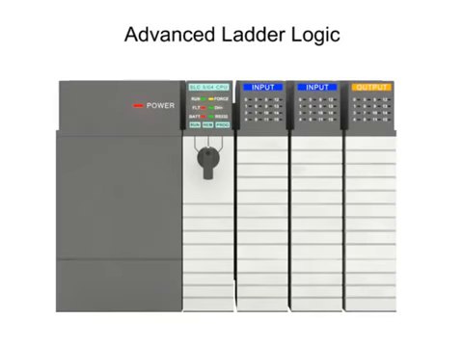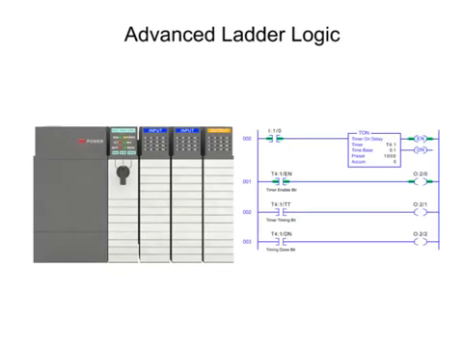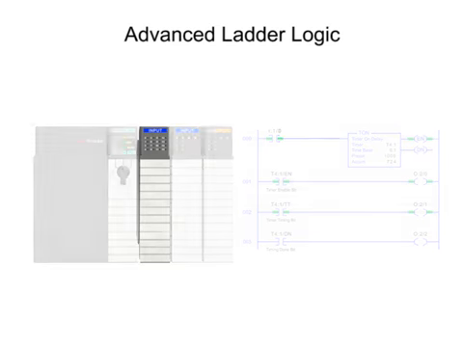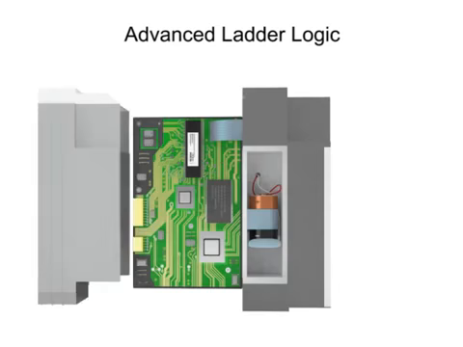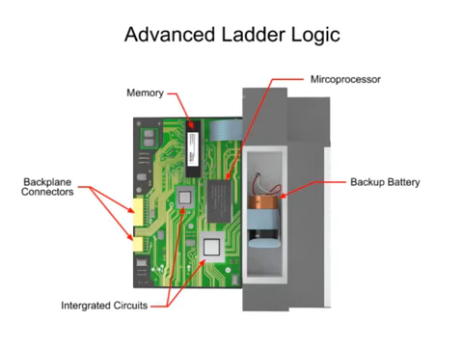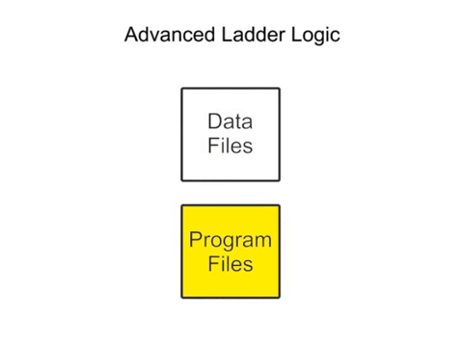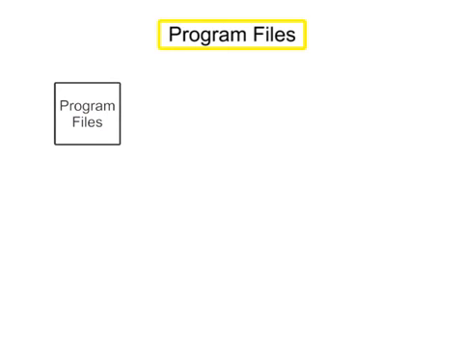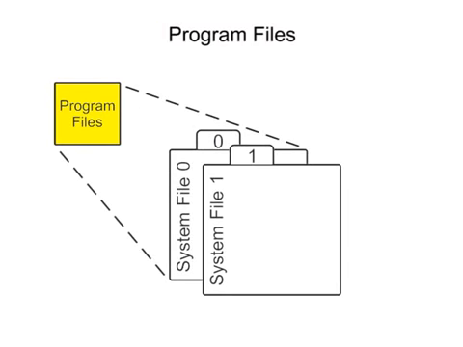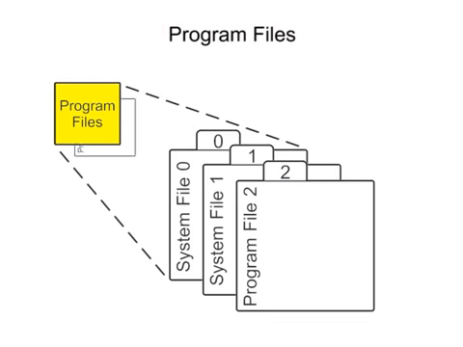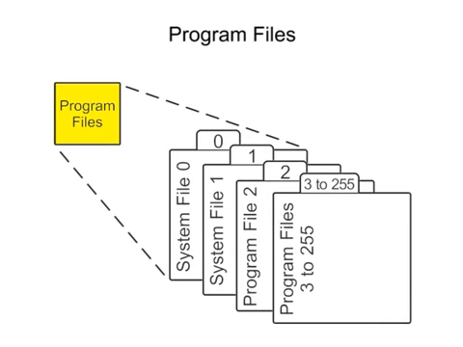Advanced ladder logic functions allow PLCs to perform calculations, make decisions, and other complex tasks. They rely upon data stored in the memory of the PLC that is divided into two broad categories: data files and program files. Program files are the part of the processor memory that stores the user ladder logic program and accounts for most of the total memory in a PLC system.